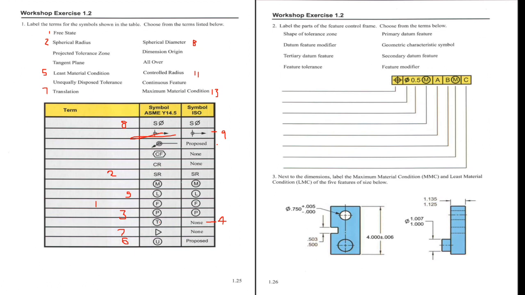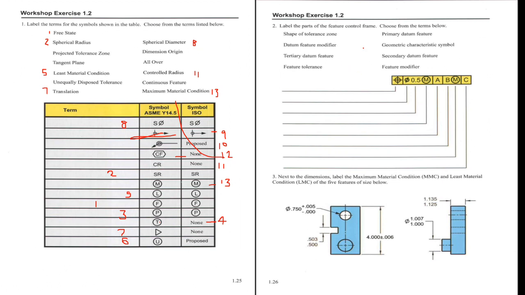and all around dimensions, so we have seen in previous exercise also. This one is here. It's for overall CF. Then we have this controlled radius. It's here, CR. CF is for continuous feature. The CF for continuous feature, and M uses for maximum material condition. I give it a number 13.